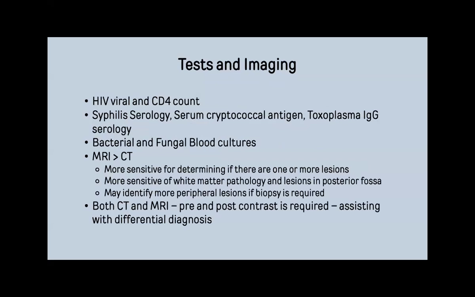In terms of radiography, MRI scans are considered to be better over CT scans as they are more sensitive to detecting multiple lesions. They're more sensitive to white matter pathology and lesions that are located in the posterior fossa. They're also useful in identifying more peripheral lesions if a biopsy may be necessary. When scanning for a space-occupying lesion, both CT and MRI scan require pre- and post-contrast, which assists with differential diagnosis as some lesions enhance after the administration of contrast.